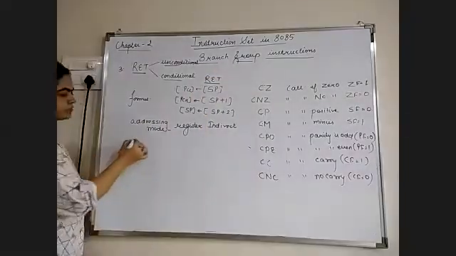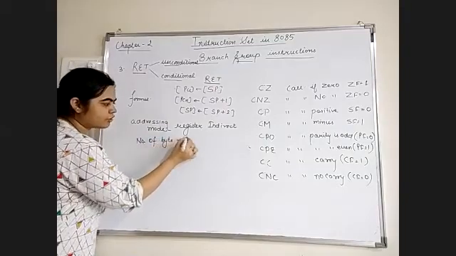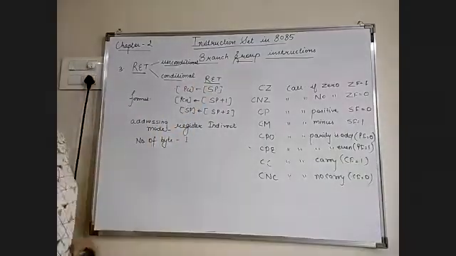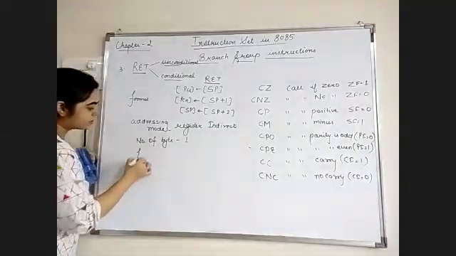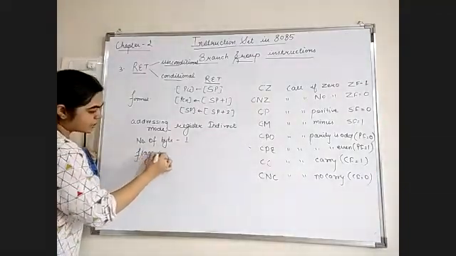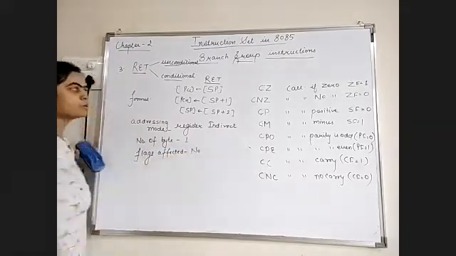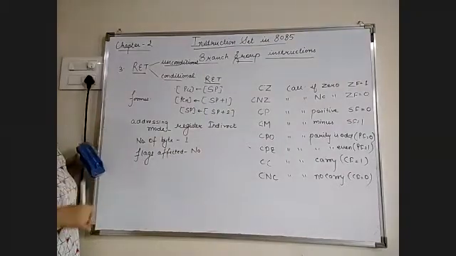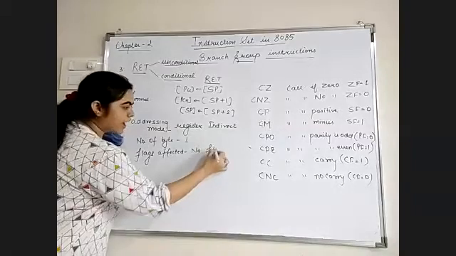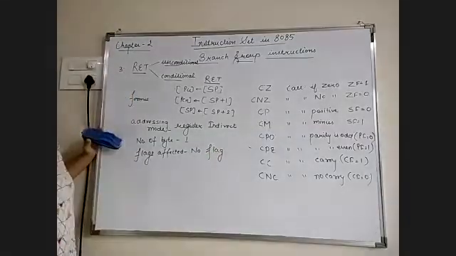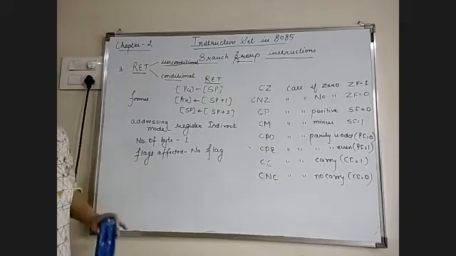Next we have the number of bytes. This instruction will occupy only 1 byte of memory, because this is the opcode only, and an opcode can occupy 1 byte of memory. Next we have the flags affected. Again, this is a branching instruction, so no flag will be affected, because it will only redirect the microprocessor from the subroutine program to the main program. So no flag will be affected after the execution of the instruction. So this is the meaning of the instruction.